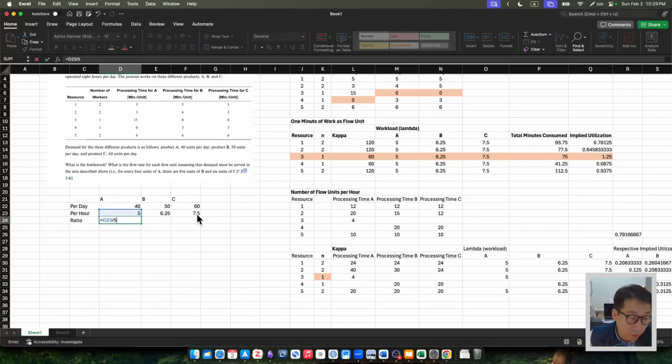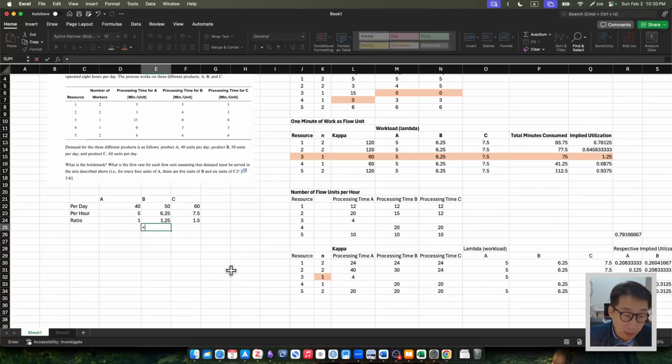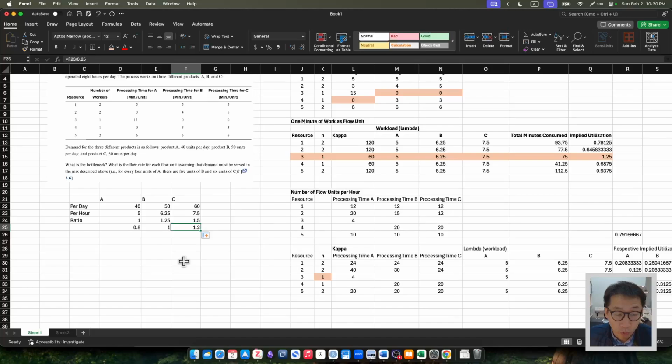Okay, so ratio means for each unit of A, I'm dividing 5 by 5 so that I can turn this into 1. You do the same process here. For each unit of A, that means 1.25 units of B and then 1.5 units of C. Or for each unit of B, that basically means 0.8 unit of A and 1.2 units of C. So you want to maintain that ratio.